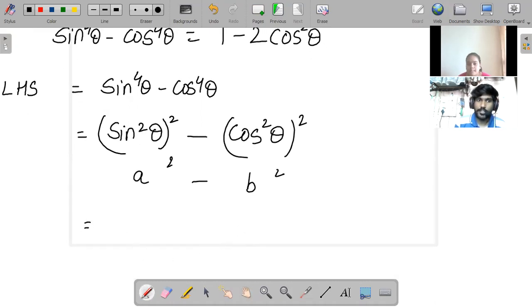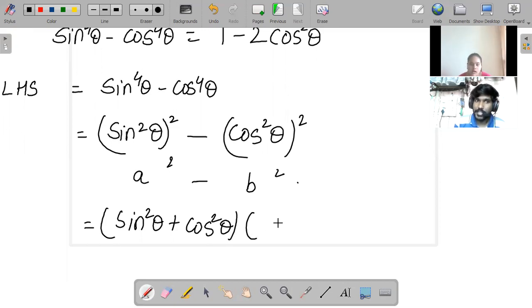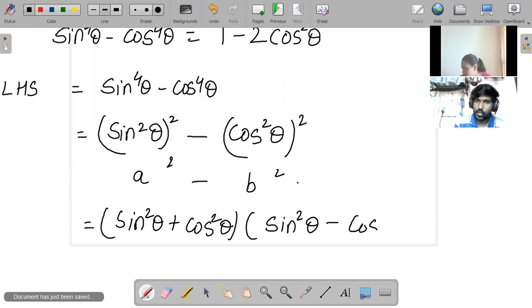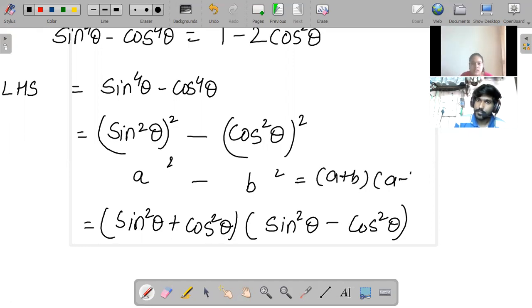We can expand it. And what is our a? Our a is sine square theta and our b is cos square theta. So this would become a plus b, that is sine square theta plus cos square theta, into a minus b, that is sine square theta minus cos square theta. Did you understand this? Yes. No confusions, right?